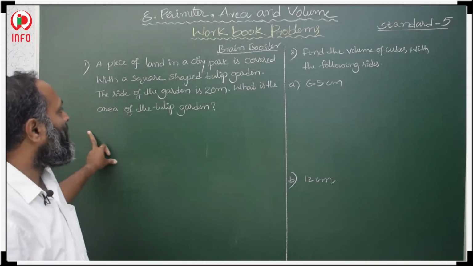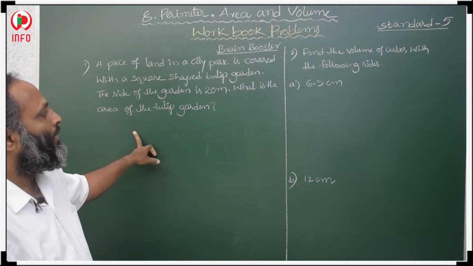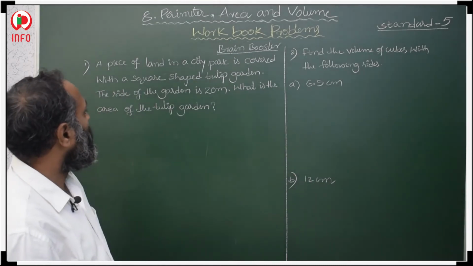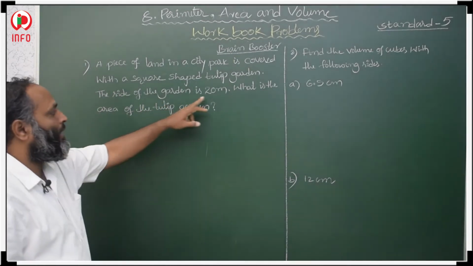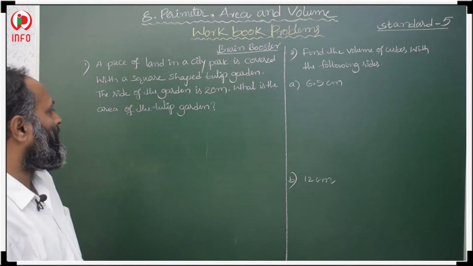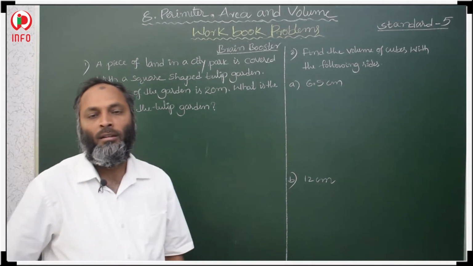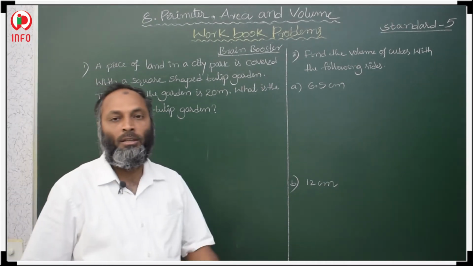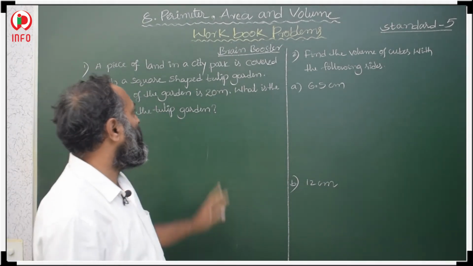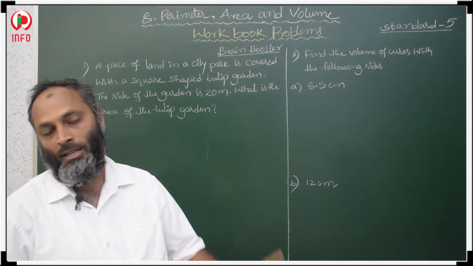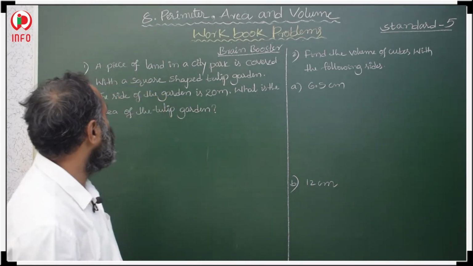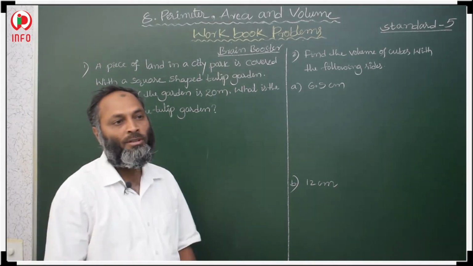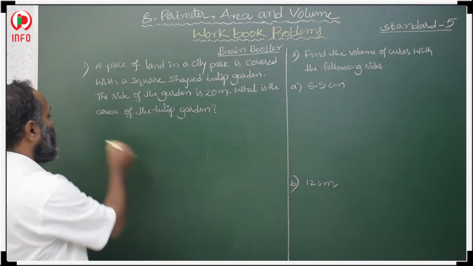Now see here, a piece of land in a city park is covered with a square-shaped tulip garden. The side of the garden is 20 meters. What is the area of the tulip garden? Only the side is given, which means the garden is in square shape. So we have to find the area of the garden.